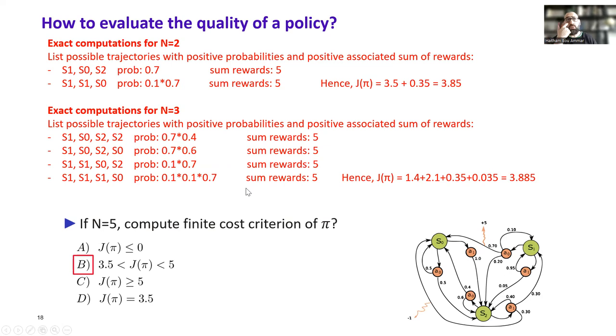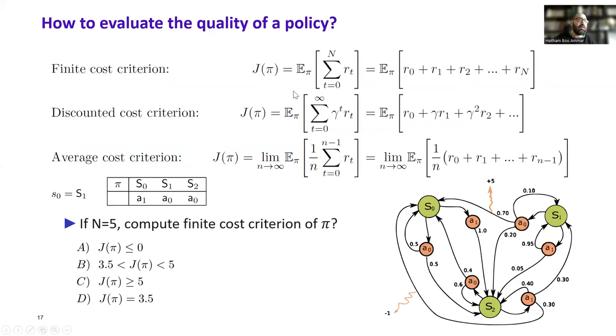Okay, so to recap, all we have done is, if we want to compute this finite cost criterion, J pi, which is E pi of the summation of the rewards, all we need to do is list the trajectories that will have reward contribution. And how do you list them? First of all, you have to have a policy, because if I'm at S1, I need to know which action the policy tells me to apply. That's why it's J of pi. It's the quality of that policy pi.